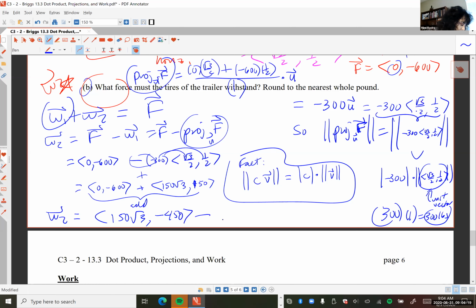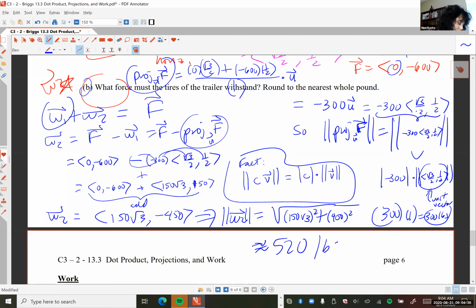0 plus 150 square root of 3 is 150 square root of 3, and negative 600 plus 150 is negative 450. And so then you'll find the magnitude of W2, and that's going to be the square root of the sum of the squares of the components, and then whip out your calculator. I'm going to round this to the nearest whole pound because I get roughly 520, and the answer is 520 pounds. So the tires have to be able to withstand 520 pounds. Let's stop there and see if anybody has some questions, it's a frictionless trailer and so on.